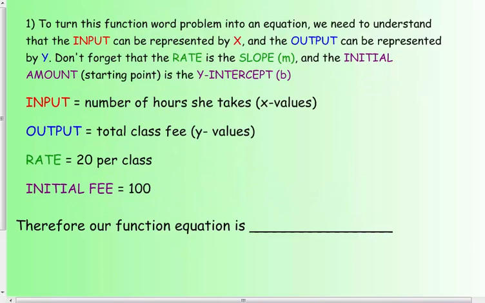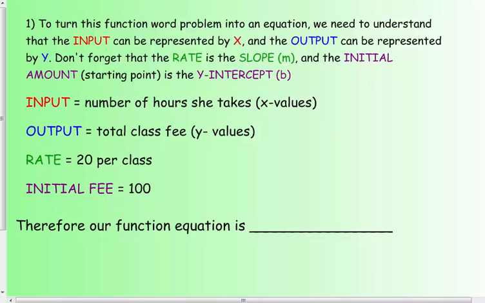To turn this function word problem into an equation, we need to understand that the input can be represented as the x, and the output can be represented as the y. And don't forget that the rate that she's paying is really the slope, m, the rate of change, and the initial amount is the starting point, which we call the y-intercept. So input, the x values, output, the y values.